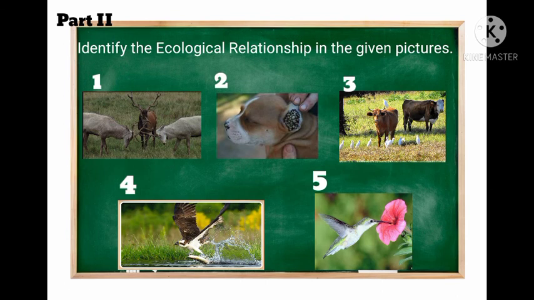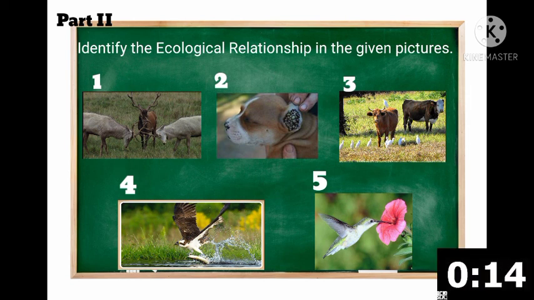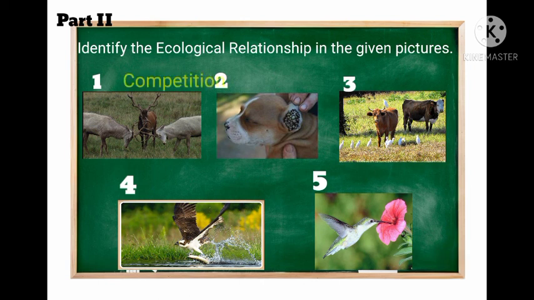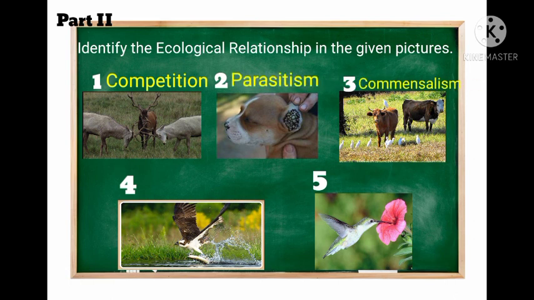Identify the ecological relationship in the given pictures. You have 15 seconds to think of your answer. The answer for number 1 is competition. Number 2, parasitism. Number 3, commensalism. 4, predation. And lastly, number 5 is mutualism.